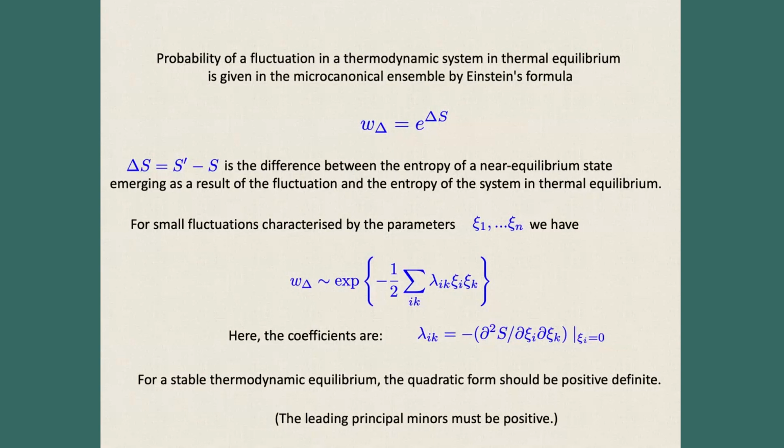So I draw your attention to this matrix, which will appear in different incarnations later in the talk. This is a Hessian, the second derivative. And for a stable thermodynamic equilibrium, the quadratic form which appears here should be positive definite. Otherwise, these fluctuations will blow up. Okay, that signals instability, right? So I remind you again from linear algebra that positive definiteness of the quadratic form means that the leading principal minors must be positive, right? Not just the determinant.